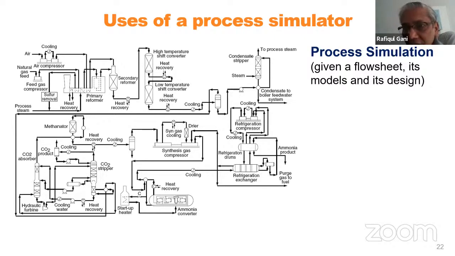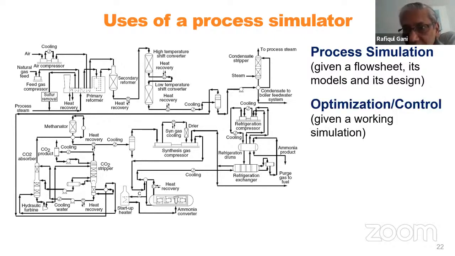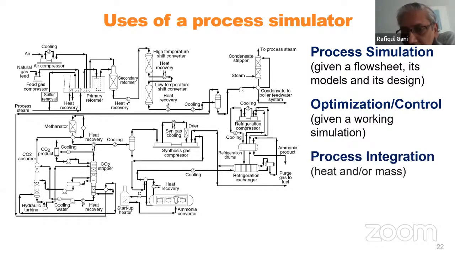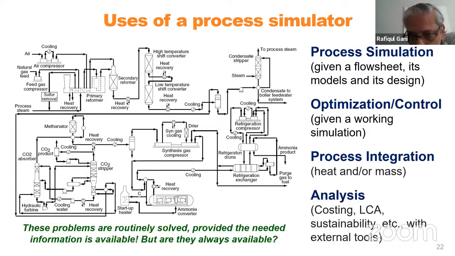So given a flow sheet and the design, you can perform simulation. You can do optimization and control. If you have a working simulation, you can do process integration if you know the hot streams and cold streams, and also sources and sinks for mass integration. And you can do analysis if you have all the data from the simulation. So this is one of the biggest contributions of process systems engineering, because you can think of that at any time on Earth, somebody is using the process simulator.